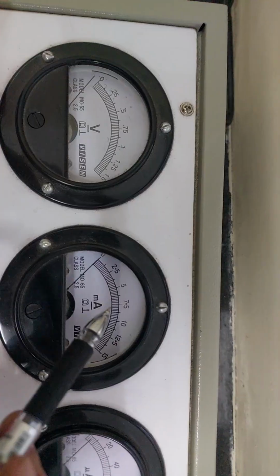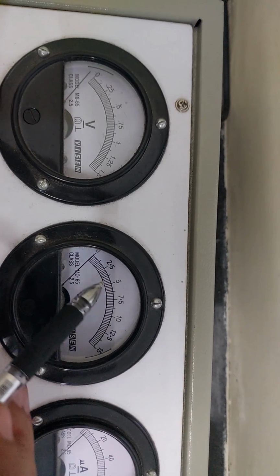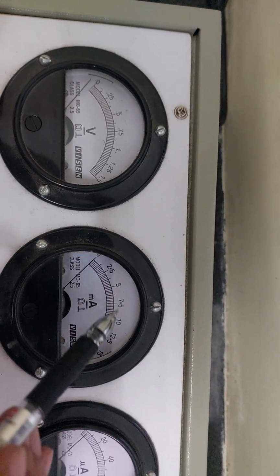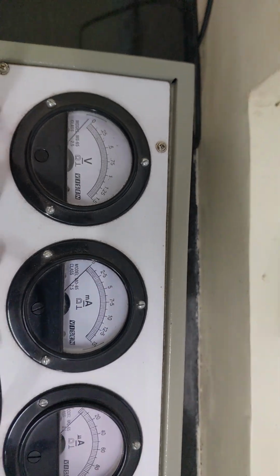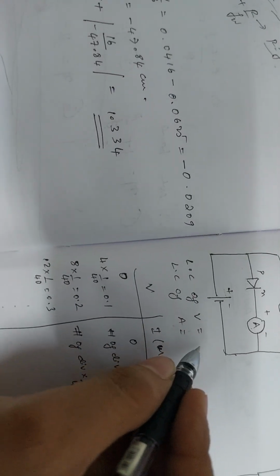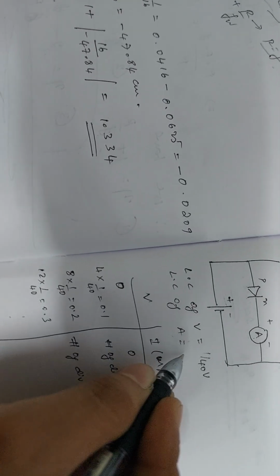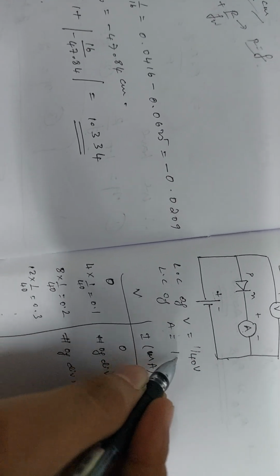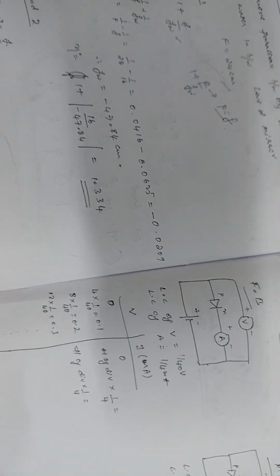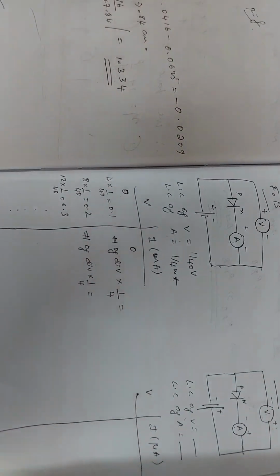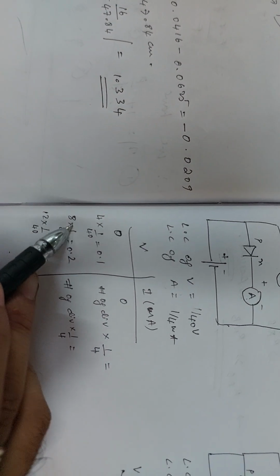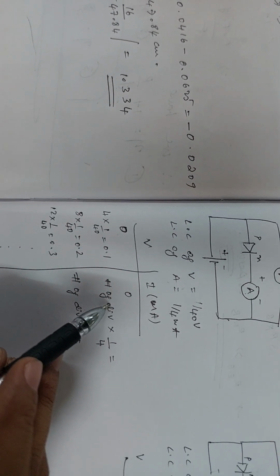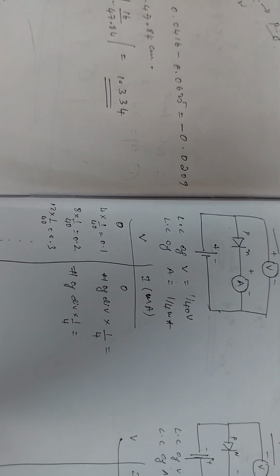Now for the milliammeter, again I'll choose 10. From 0 to 10 there are 40 divisions. So the least count of the ammeter would be 10 milliamps divided by 40, which is 1 by 4. So for the voltmeter I'll write 1 by 40 volts, and for the ammeter it's 1 by 4 milliamps. Then I have to increase the voltmeter reading by 4 divisions, and every 4 divisions take the corresponding ammeter reading also.